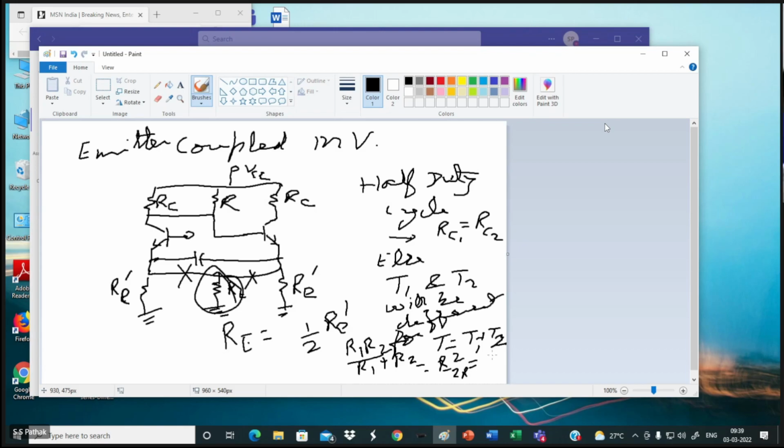That is your R by 2. So parallel combination of R becomes R by 2. Okay, so this RE which you're taking, you consider this as RE, this as RE, and try to see the operation of your astable multivibrator.